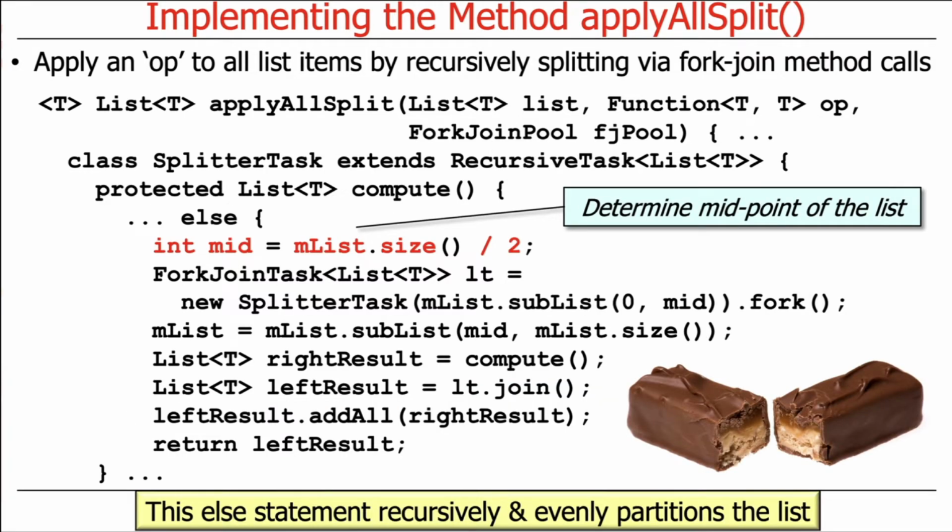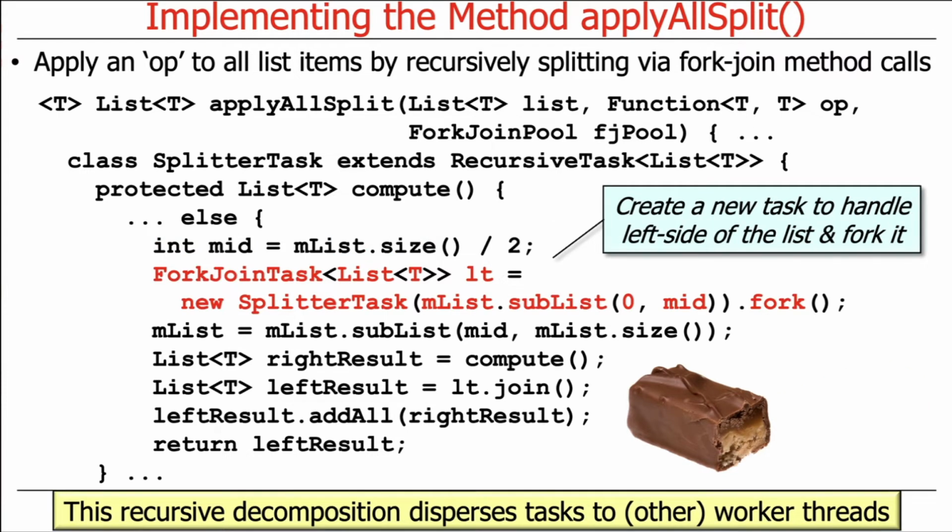Now let's see what happens if we have a list that's bigger than 1. In that case we recursively and evenly partition the list, kind of like taking a candy bar, breaking it in half evenly and sharing it. We take the size of the list divided by 2, which is the midpoint. Then we make ourselves a new fork join task for a sublist containing half of the elements, from 0 up to, but not including, the midpoint. We make a new SplitterTask that covers that half of the list, and then we fork it.